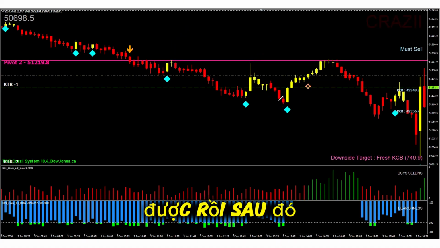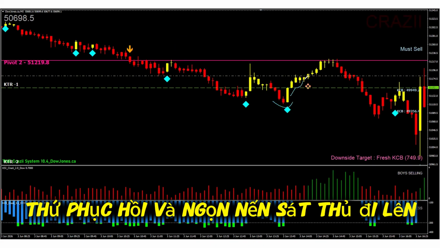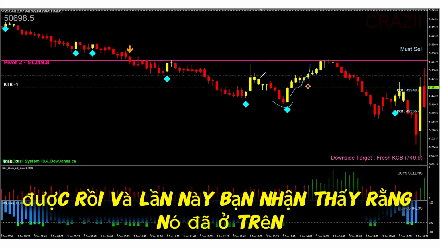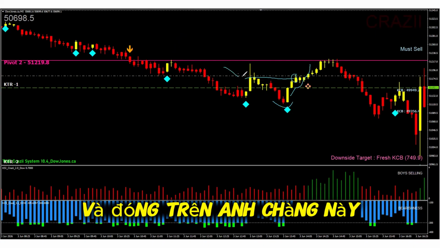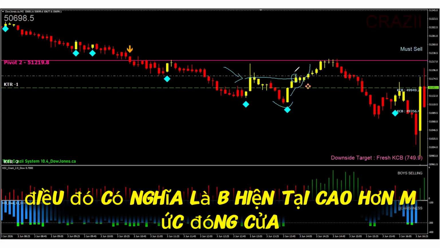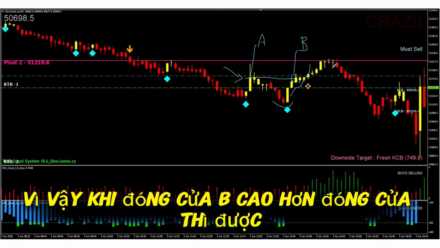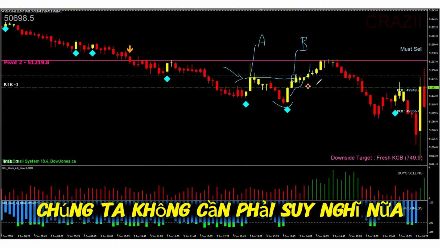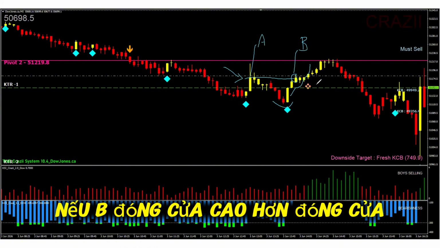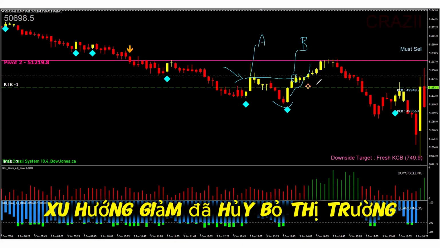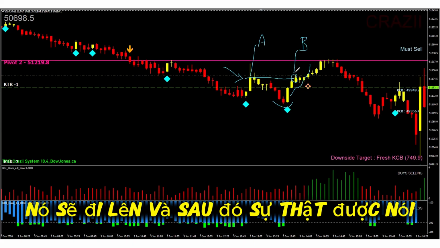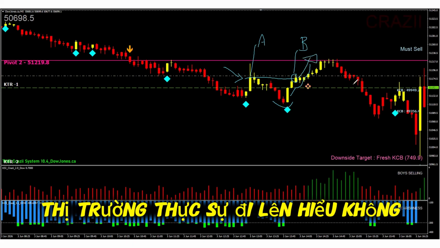Then after that, the market rebounded and the yellow candle went up. And this time you notice that it went above and closed above this line. That means the current B is higher than A's closing. When B's closing is higher than A's closing, we don't need to think anymore. The downward trend has been canceled. The market most likely is going to go up. And after that, truth be told, the market really went up. Understand?